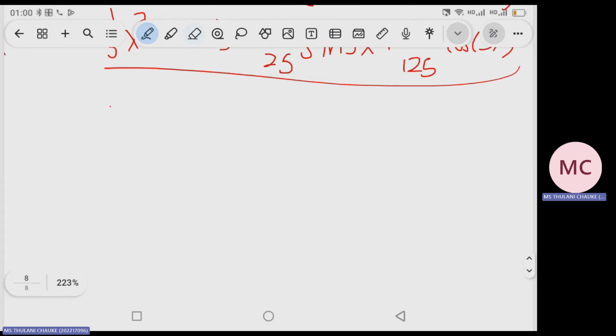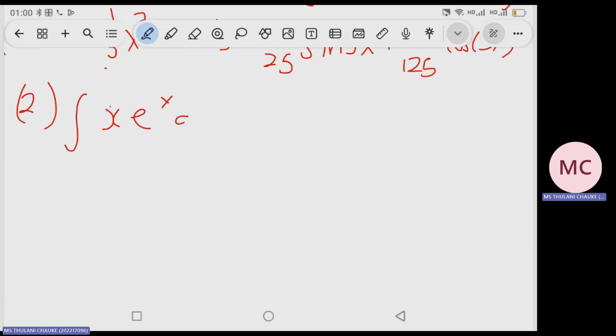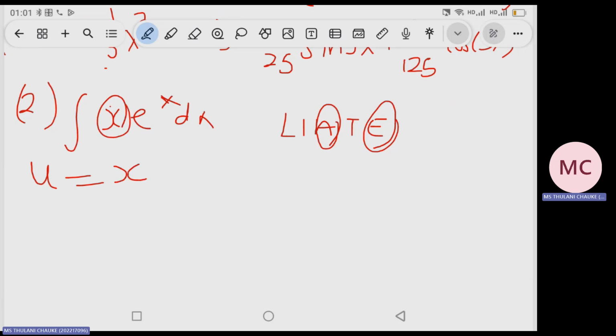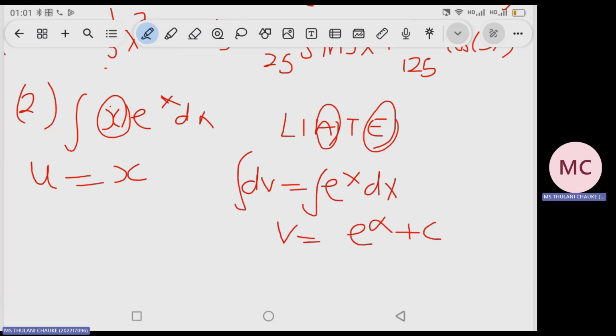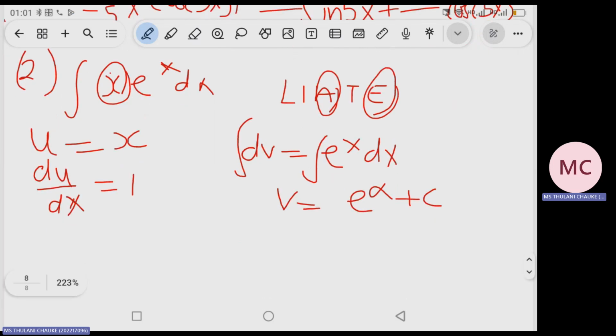The next question we're having, number 2, is the integral of x e^x dx. So here, using the abbreviation, our u is going to be what? The exponential is the last one, so obviously our u will be the algebraic part, which is x. Then the dv will simply be e^x dx. You integrate both sides, you get your v being e^x plus c. The derivative of u will just be 1, so du is equal to dx.